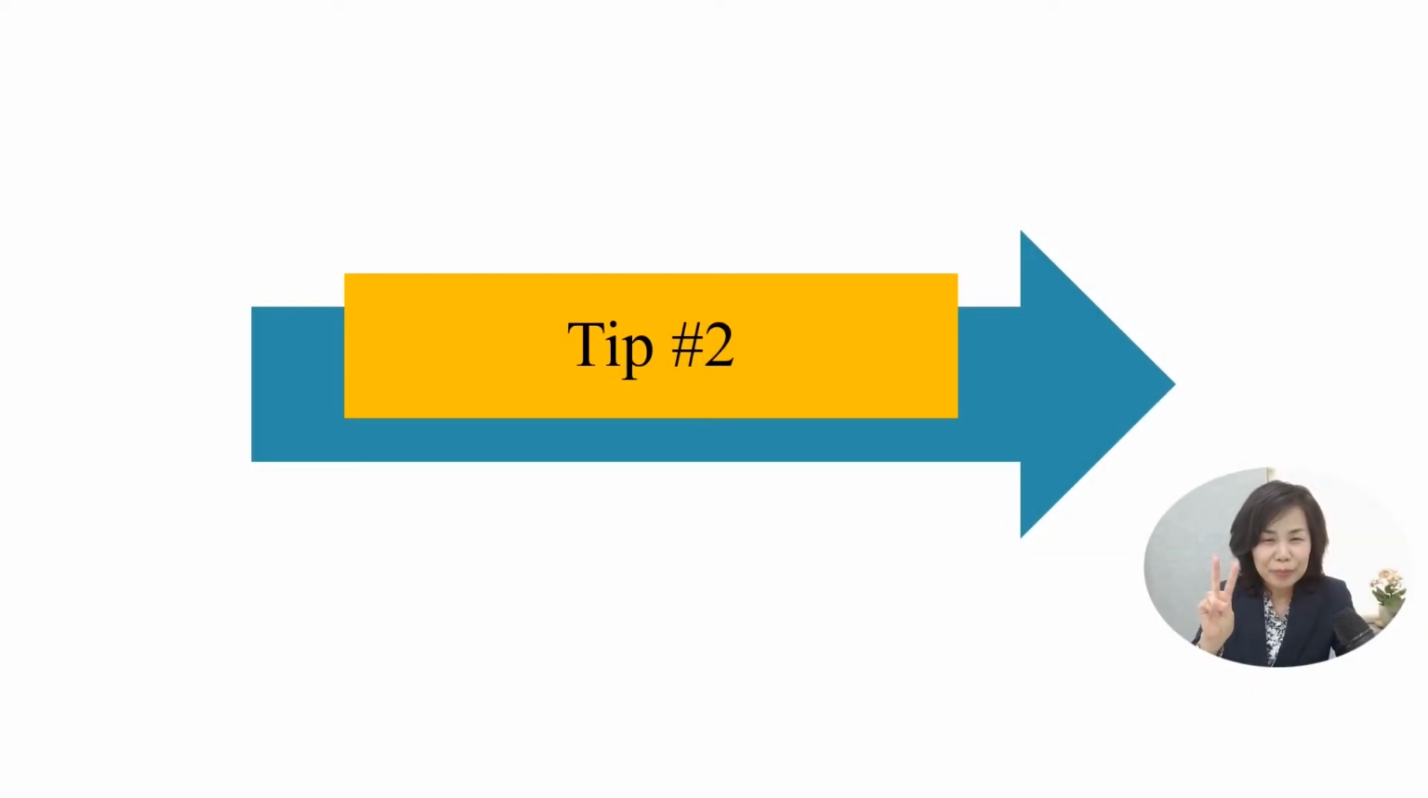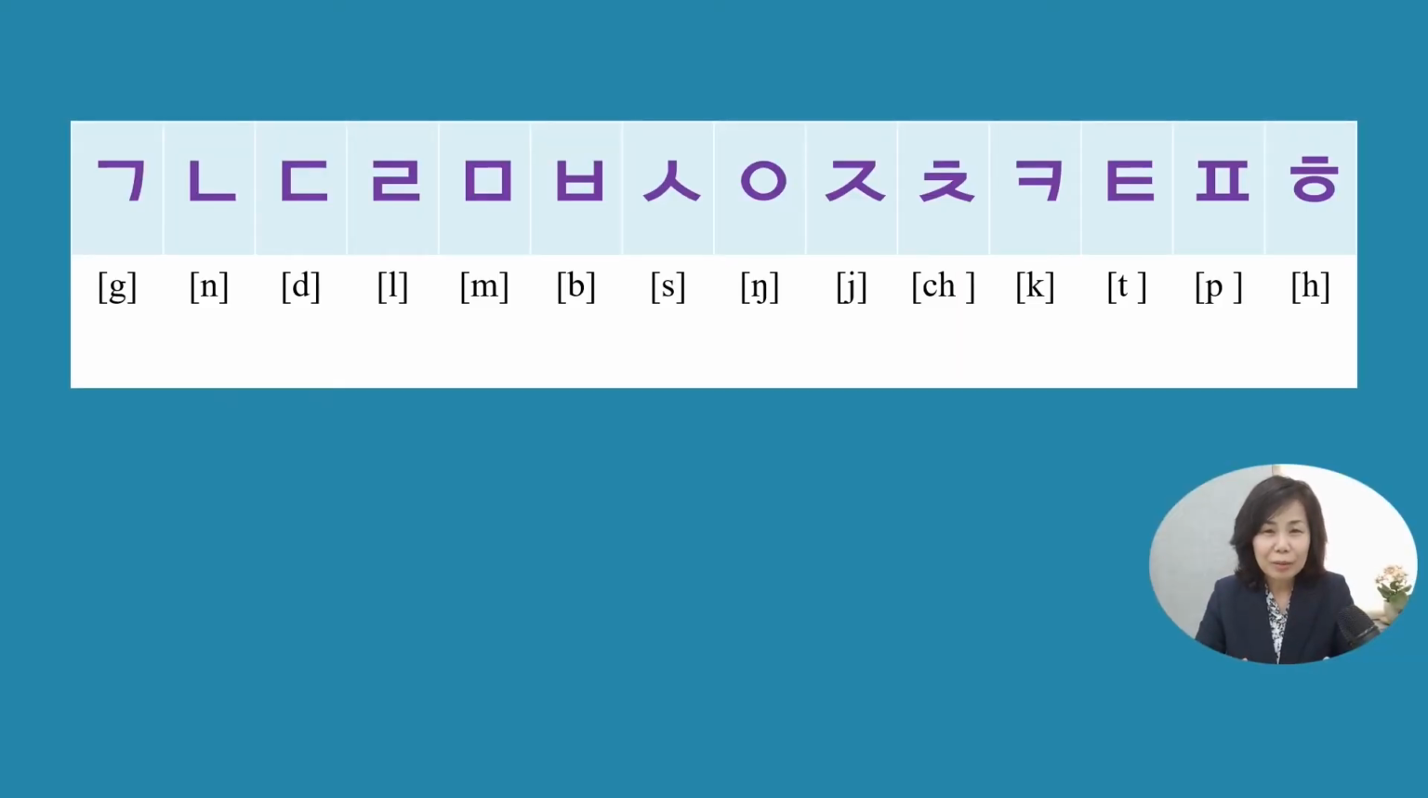Tip number two. Until now, I explained the consonants based on the principle of creation. But in fact, consonants are in order, like A, B, C, D. Unlike English, the order is very important because it will help you later when you study pronunciation rules. I think reading it aloud will help you memorize.